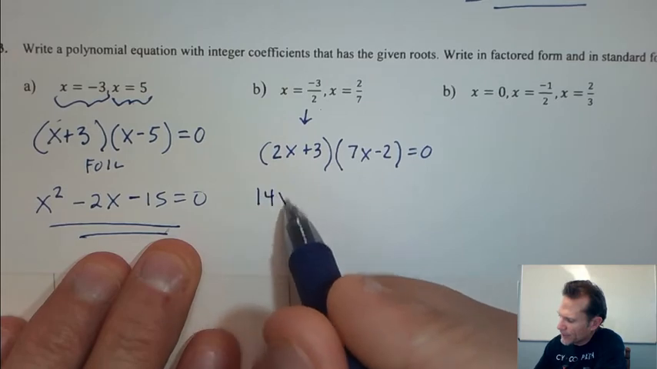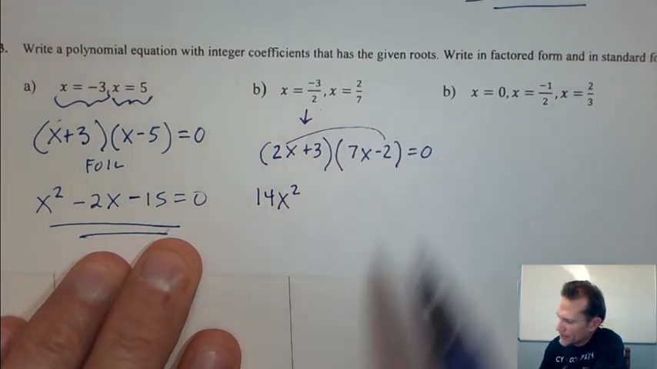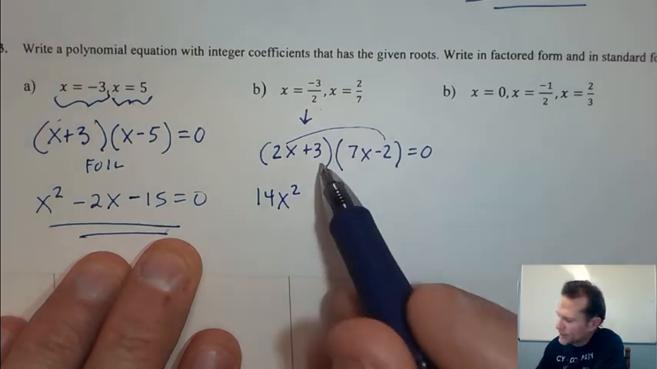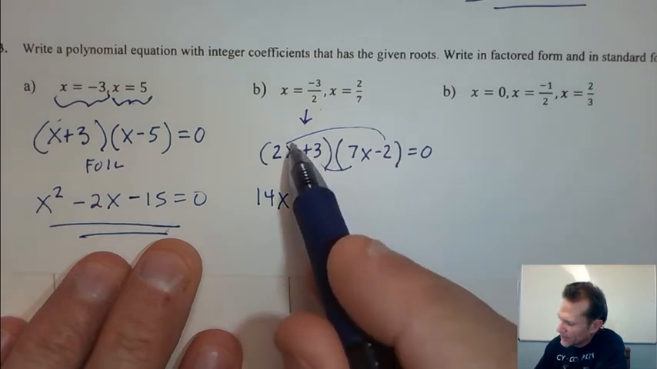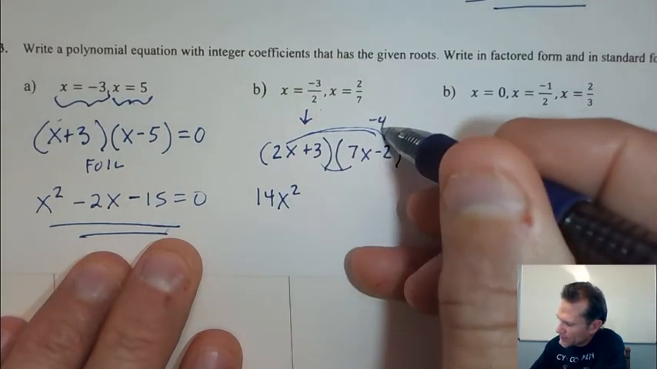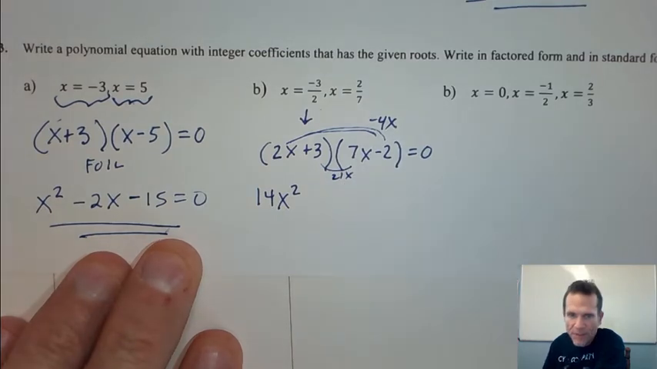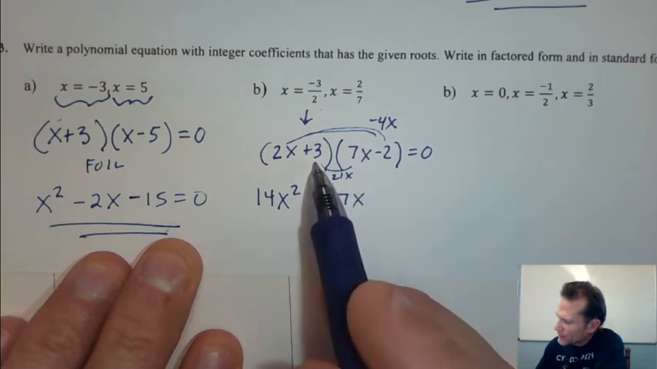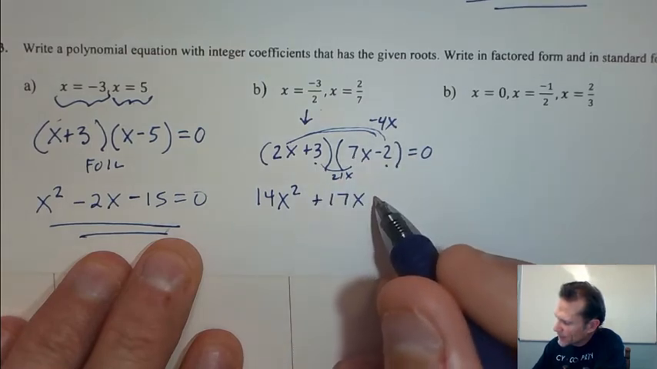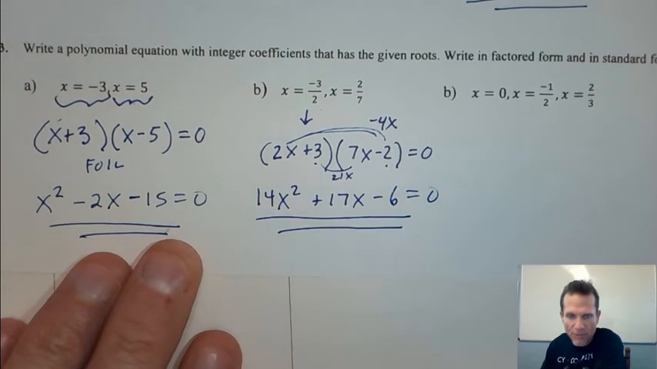And then I can multiply this out. I get 14x squared. Outside is negative 2x. Inside is 21x. Sorry, that's negative 4x, okay? And then 21x. That's going to make 17x. And then 3 times negative 2 is negative 6. There's our quadratic in standard form.